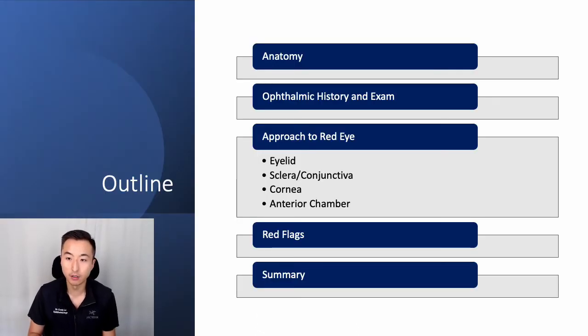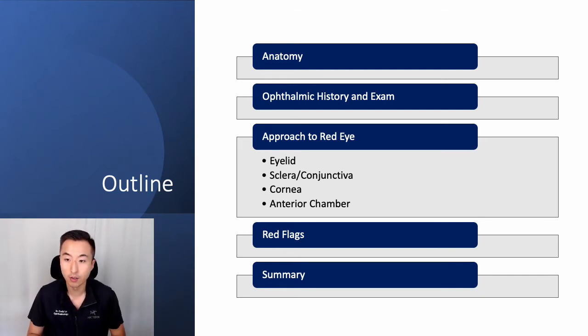And so an outline for this talk specifically is first we'll go over some anatomy, a little bit about the history and the exam, with a focus on some things that I think are important for elective students to have a good grasp of, and an approach to the red eye. And so we'll go through it anatomically and focus on some of the important diagnoses to think about and to have some sort of familiarity with as you go through your electives.